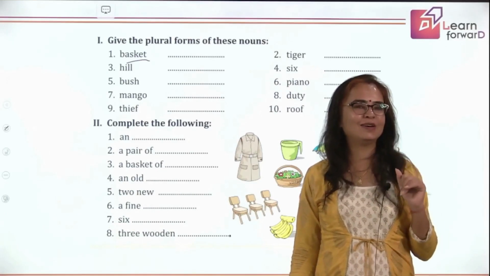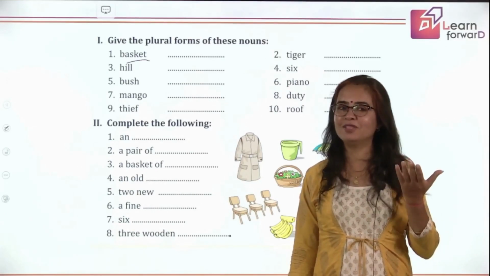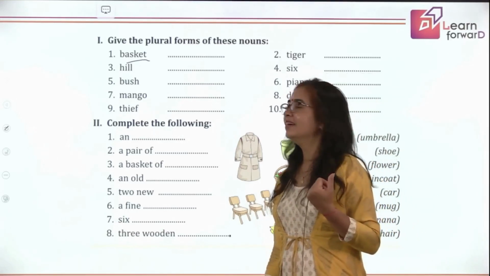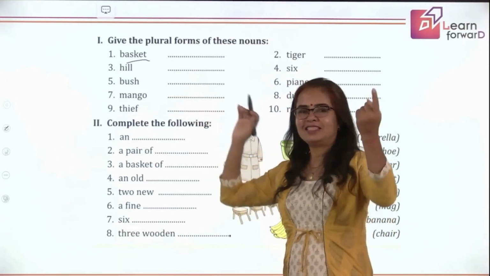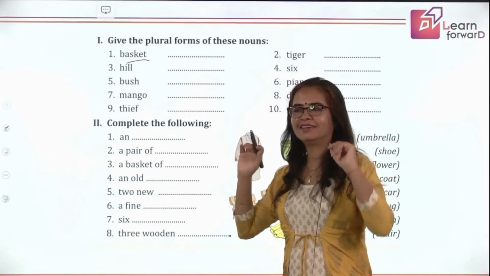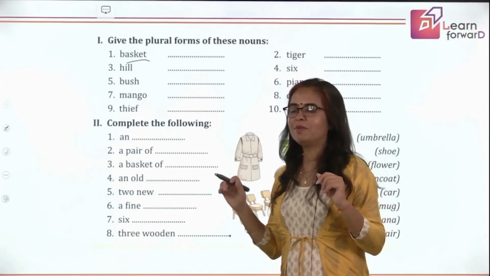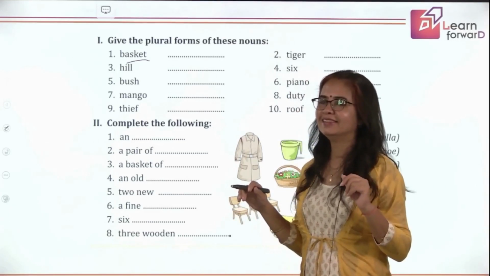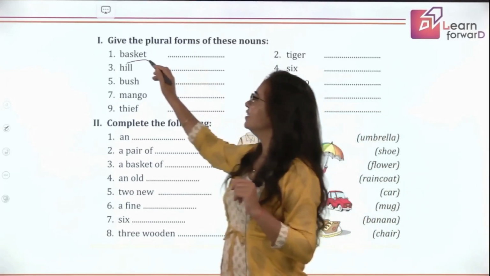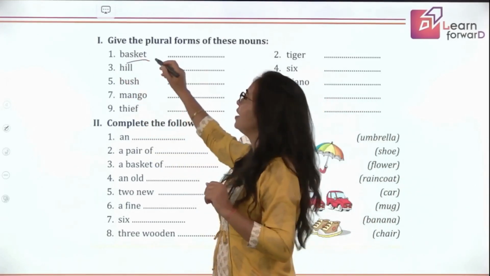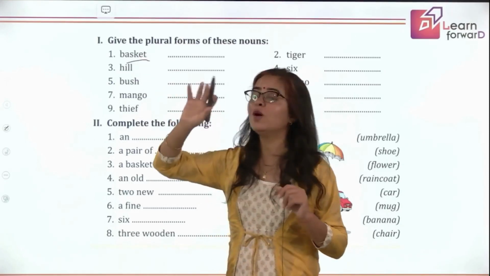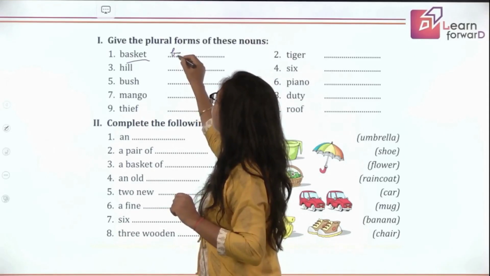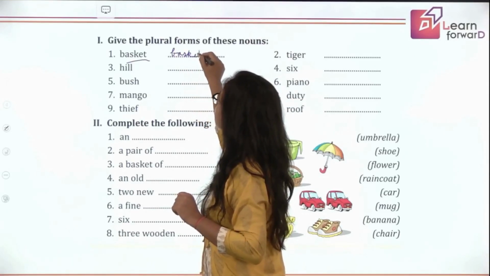Good. The number of raised hands is almost the same. Yes, you give me the answer. Good. We'll be adding S. Why? Yes. So he says we'll be adding S because no other rule is followed here. So it will be baskets. Very good.